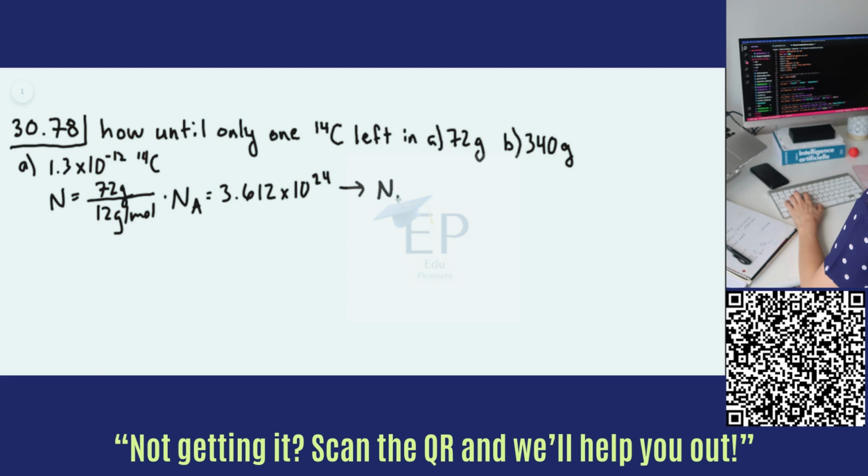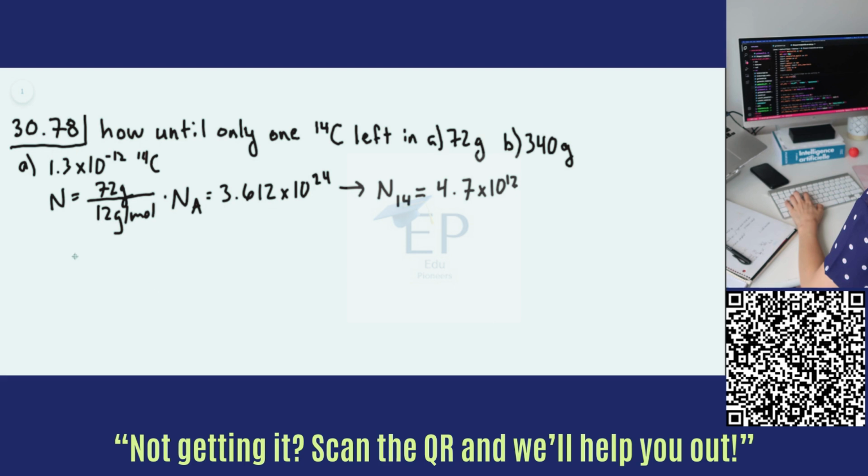So the number of carbon-14s we'll have to begin with is 4.7 times 10 to the 12th. So you see, 12 orders of magnitude less, as you'd expect.